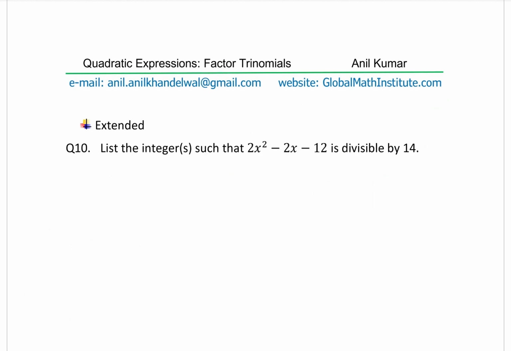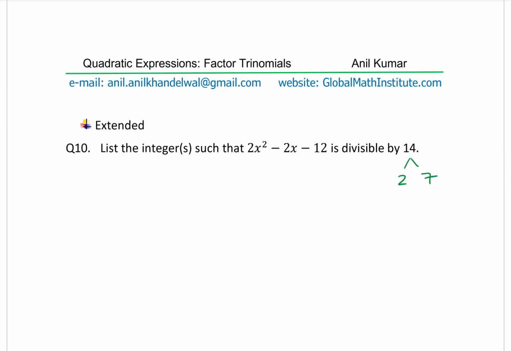Now here is the last question, question number 10. List the integers such that 2x squared minus 2x minus 12 is divisible by 14. You can pause the video, answer the question, and then look into my suggestions. When we say that integers are divisible by 14, it means it should be divisible by 2 and 7, right? So that is what it means. So those should be the factors also.